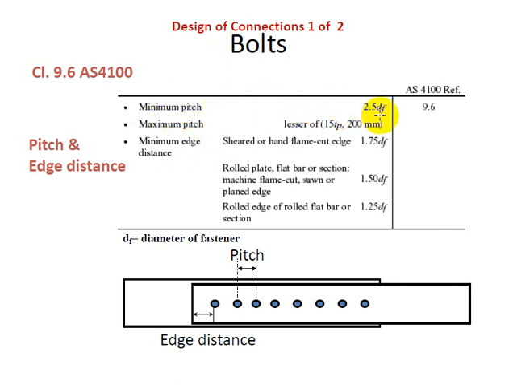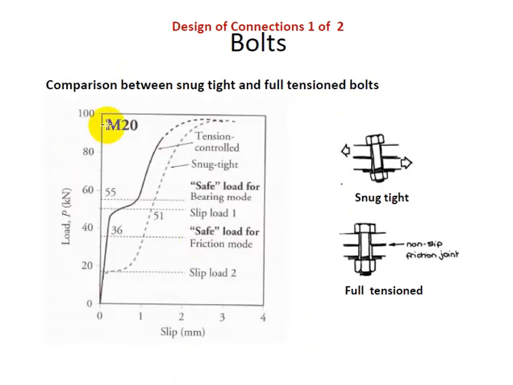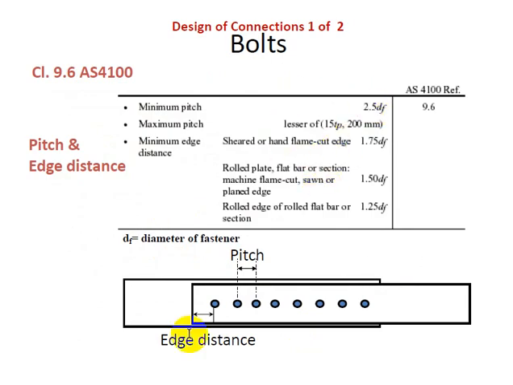So the minimum pitch is 2.5 DF, or 15 TB. TB is the thickness of the plate, and DF is the diameter of the fastener. The diameter of the fastener depends on what you're using. For example, here this is M20, so it means 20 diameter. So the DF here is 20, all right? So here we're saying the minimum pitch, the minimum distance between two bolts of M20, is going to be 2.5 DF, which is 20, and the maximum is going to be the lesser of 15 TB, where TB is the thickness of the plate we're using, or 200. So don't focus now on the calculations. I'm going to discuss all that in examples, with many examples, and everything is going to be clear.